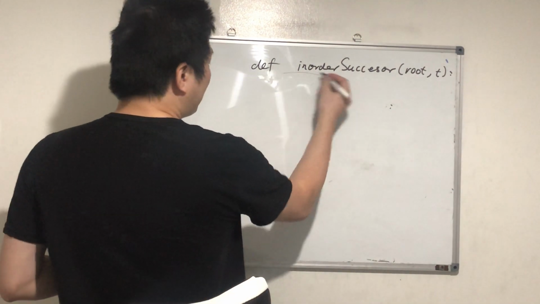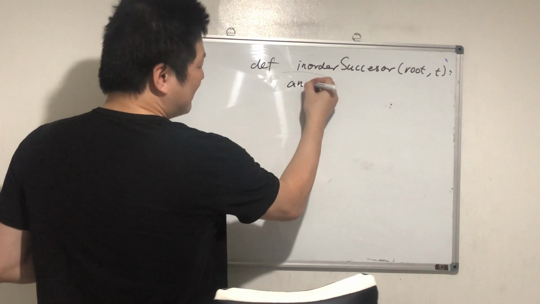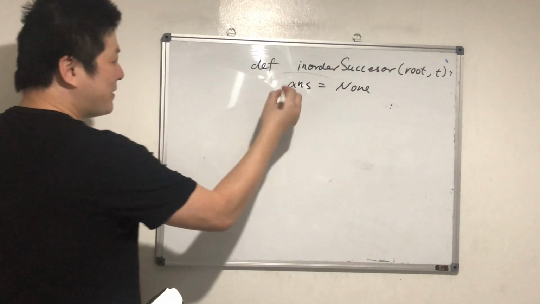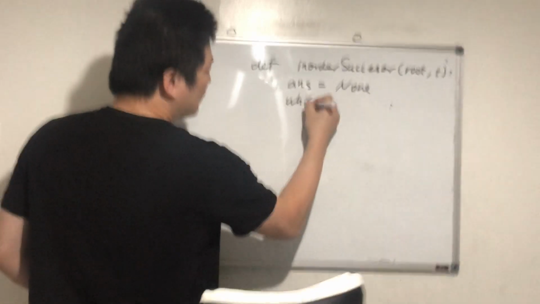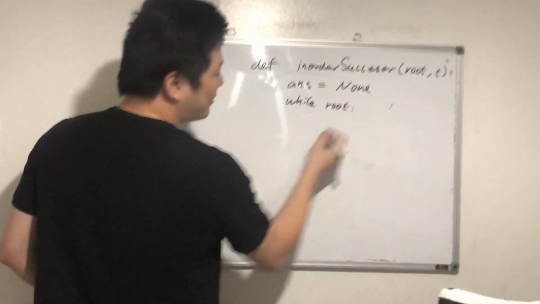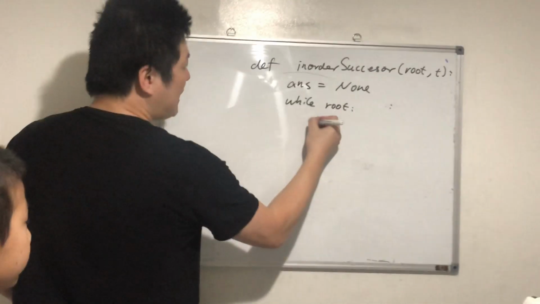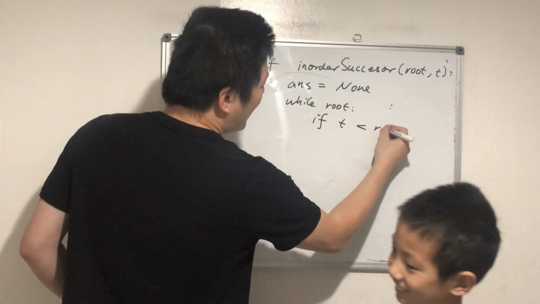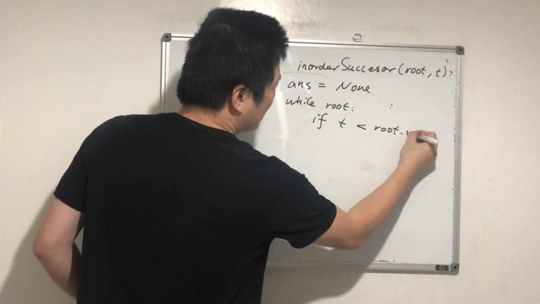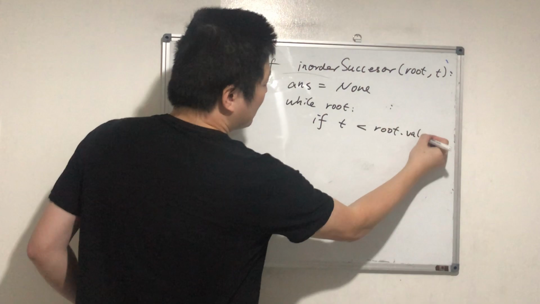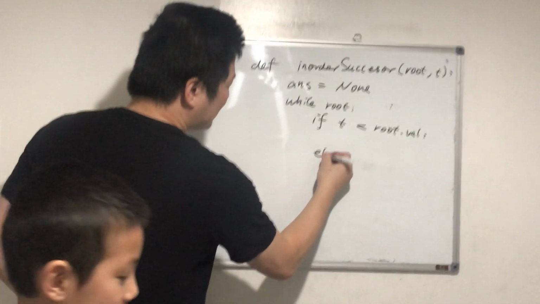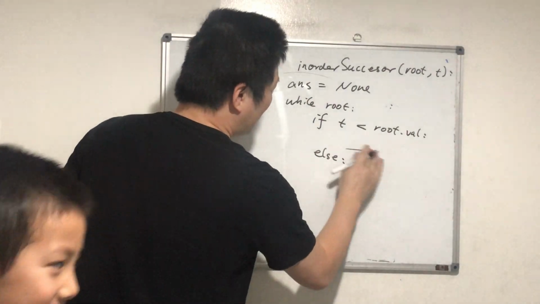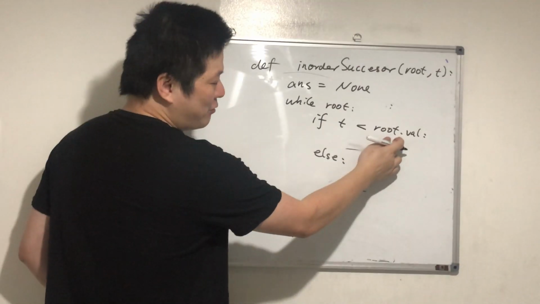Okay, define answer equals none. While root: if t is smaller than root of value, what's missing? Okay, else what? And here, what should I do? If t is smaller than the root of value, what should we do?